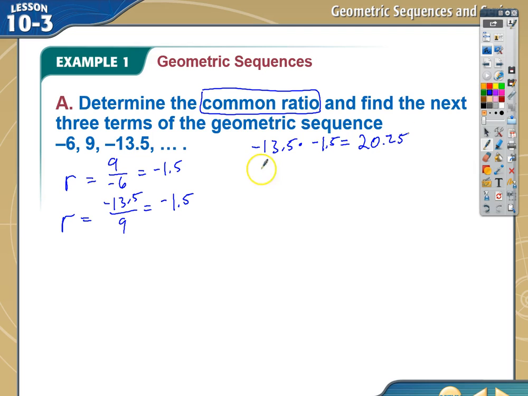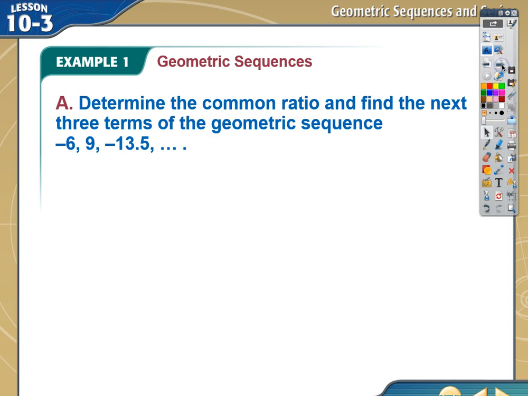And I want to find the next one, so I do the same thing, 20.25 times a -1.5, and that gets me a 30.375. And I do it one more time, 30.375 times a -1.5. Oops, that should be a negative. And we get a positive 45.5625. And that's it. That's all I have to do. In a lot of ways, this is fairly straightforward and very easy to do. Okay, let's see what's next.